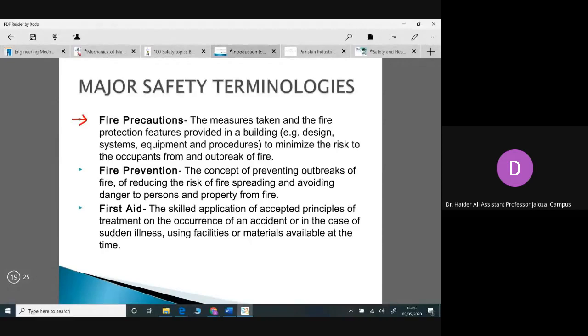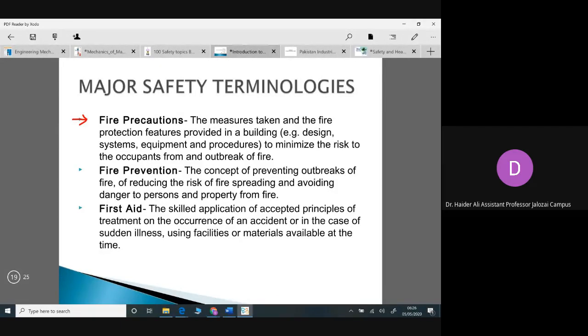Okay. What do you mean by fire precautions? Fire precautions means that these are the measures that you take to protect the building in the event of fire. So there is already a fire. How do you protect the employees? How do you protect the building? But protecting the equipment and the building or anything else is secondary. The first and foremost thing is the occupants in the building.